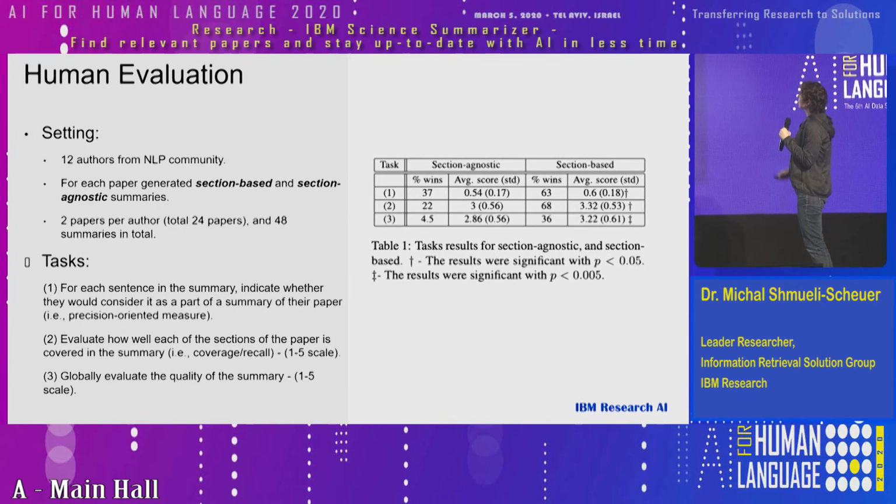You can see some results here. For all tasks, the section-based summary outperformed the section agnostic one. For example, for task 2, the score was 3.32, which is above good, so it's between good and very good. And 68% of the summaries were actually better than the section agnostic ones.